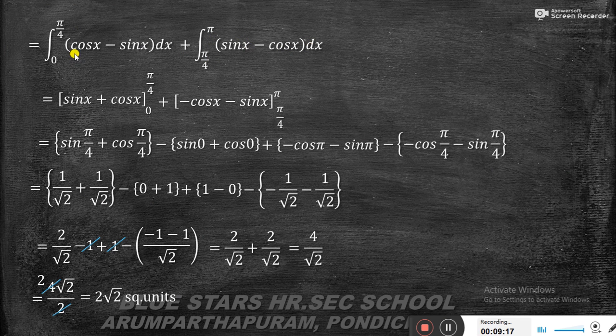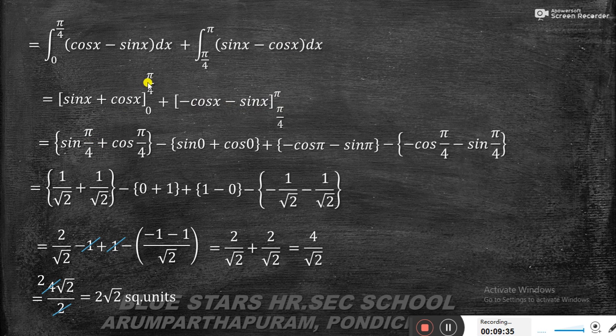You see that the integration of cos x is sin x, and the integration of sin x is minus cos x. So minus into minus gives plus cos x, from 0 to pi by 4, plus the integration of sin x is minus cos x, and the integration of cos x is sin x. So minus cos x minus sin x, from pi by 4 to pi.